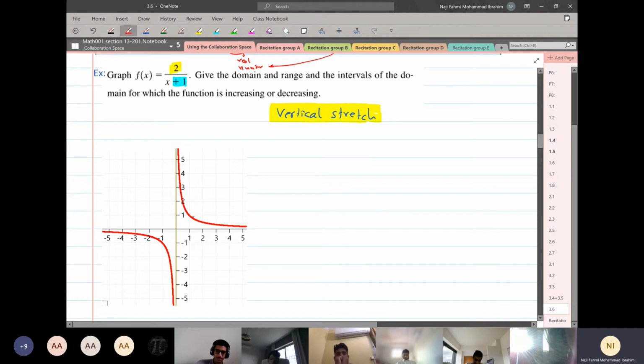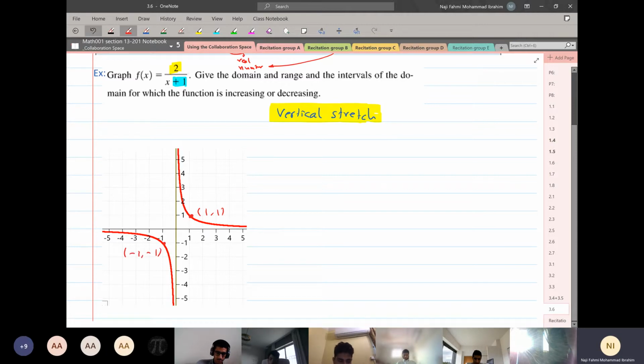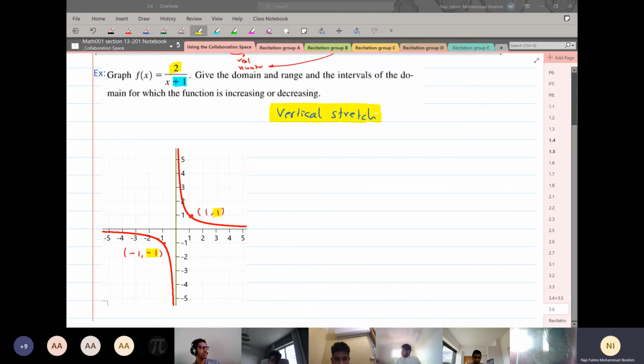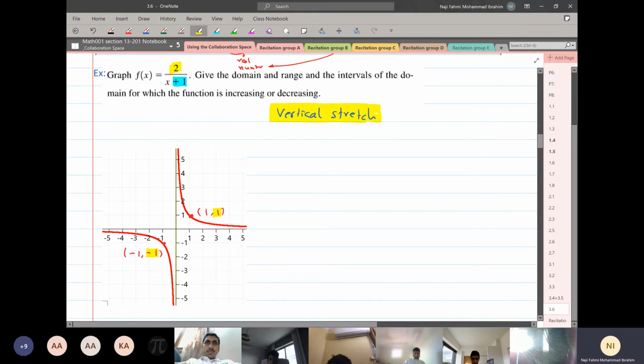Let's take some values for y. I will just pick 2 ordered pairs, 1, 1, and I will pick the ordered pair negative 1, negative 1. What should I do to the values of y here? Multiply by 2. If I multiply them by 2, what do we get? I will get 2 ordered pairs. My first ordered pair will be 1 and 2, and the second ordered pair will be what? Negative 1 and negative 2. So let me plot these here.